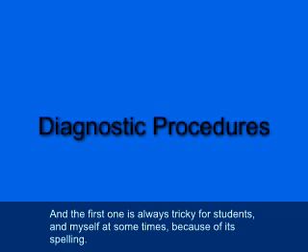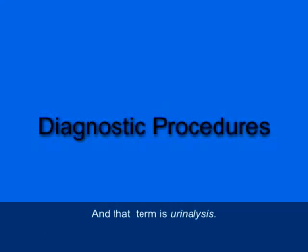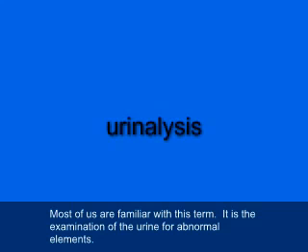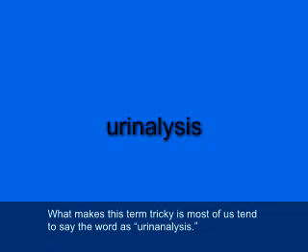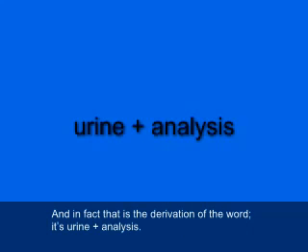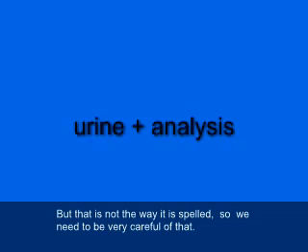And our first term is always tricky for students, and myself at times, because of its spelling. That term is urinalysis. Most of us are familiar with this term. It's the examination of the urine for abnormal elements. What makes this term tricky is most of us tend to say the word as urine analysis, and in fact, that's the derivation of the word. It's urine plus analysis. But that's not the way it's spelled, so we need to be very careful of that.